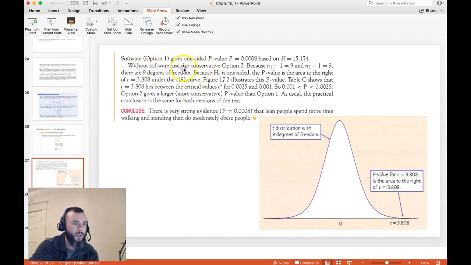Without software, we use the conservative option 2, because in statistics, being conservative is usually what we want to do. Conservative does not mean anything political. Being conservative mathematically means that you're not taking too much liberty in your calculations, and you're not overselling your results for something that they actually might not support.